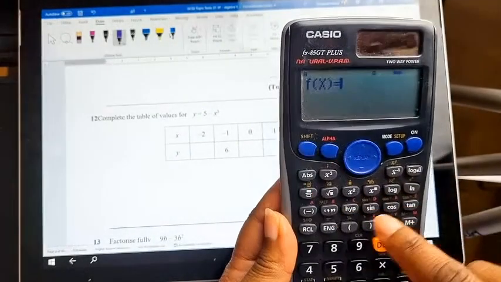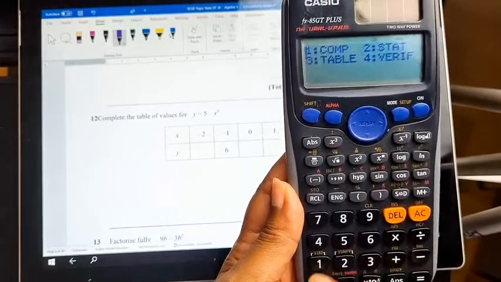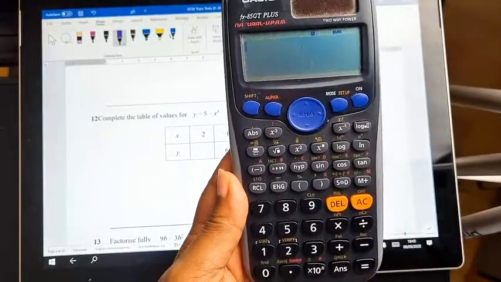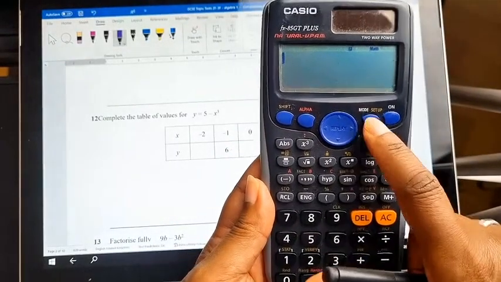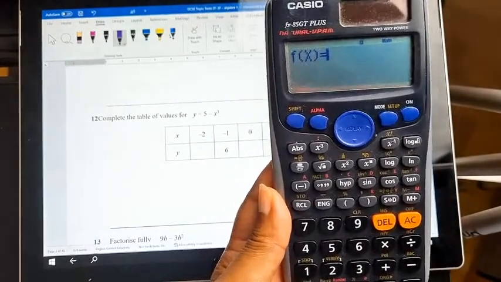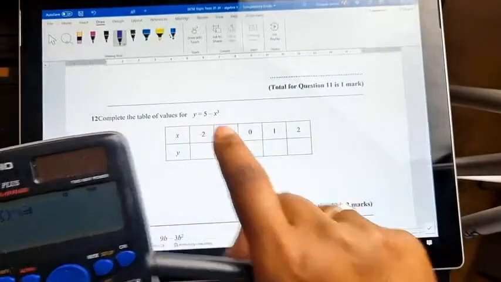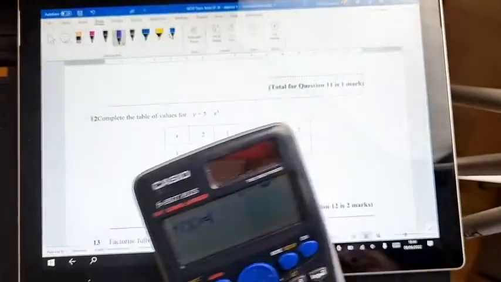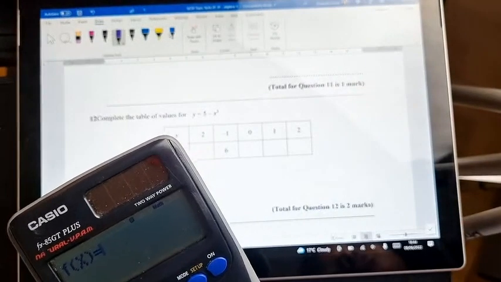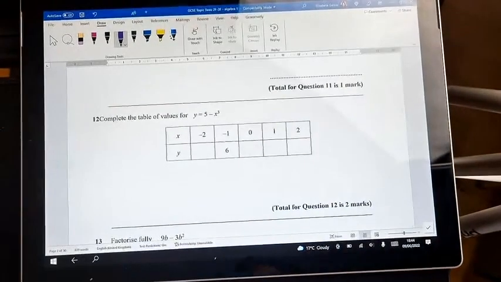Let's start from the beginning. So if we have mode, let's start mode, computing. This is the starting point when you start your calculator. You press mode and you press table 3. Once you get to 3, remember y is that value. F of x is y, it is the same thing. Yes, well done. Correct.